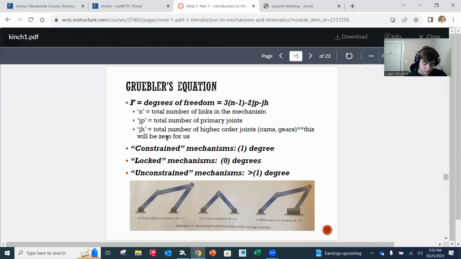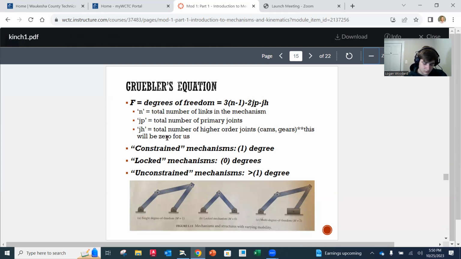A locked mechanism, if we end up with 0, that would be a frame. That would be a frame member. It's not intended to move at all. And that's not a bad thing if it's doing exactly that, if it's something that's going to support something and we don't want it to move.